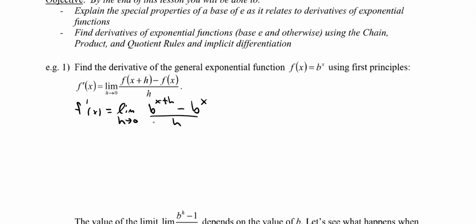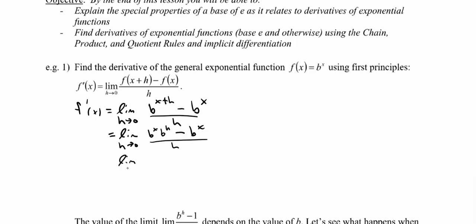Now let's write this a little differently. We'll say this is equal to the limit as h approaches 0. Now b to the x plus h, I'm going to write as b to the x times b to the h. Do you see how that's the same thing, just using our exponent laws? Because that could be written as b to the x plus h. You'd add the exponents, so I'm just going the other way. So it's that minus b to the x over h.